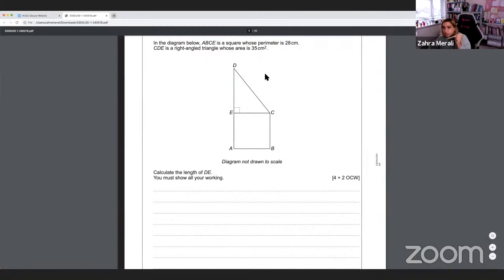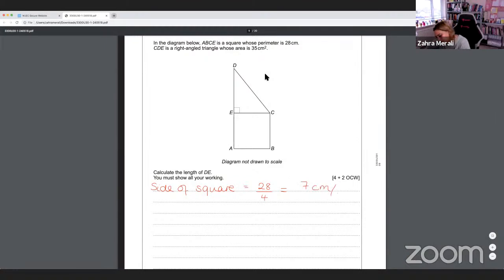Now the sides are all the same. So that means you've got 4 times any of the sides gives you 28. Okay, so let's find what the side of the square is. So in order to lay it out really neatly, the side is 28 divided by 4, which is 7.